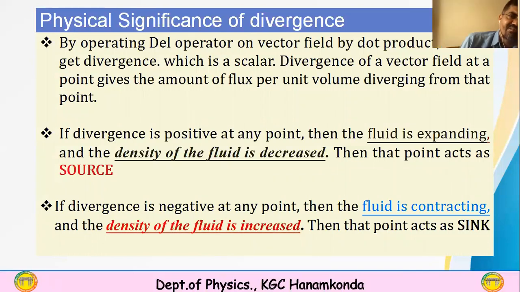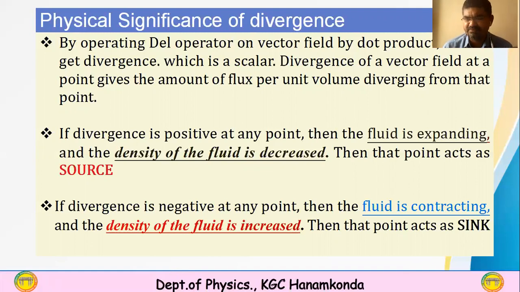Now, let us go for the physical significance of divergence. By operating del operator on a vector field by dot product, we get divergence, which is a scalar quantity. Though we are operating del operator on a vector field, we are getting divergence as a scalar quantity. So the amount of flux which is coming out of a particular point through unit volume is also called the divergence. This is the physical significance of divergence.